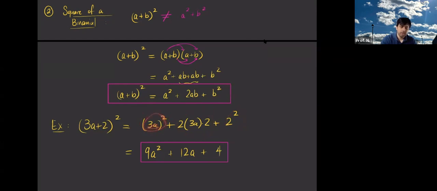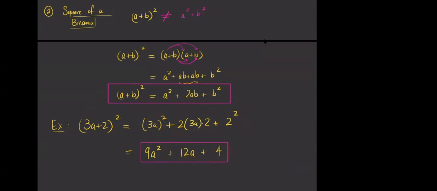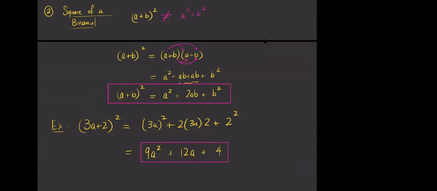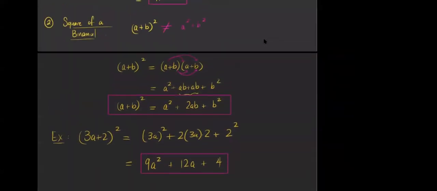3a squared is 9a squared. 2 times 3a times 2 is 2 times 3 is 6 times 2 is 12, 12a. And then 2 squared is 4. Oh, okay. That makes sense. Yeah. So the moment you see anything squared like this, I should already know the result. That's all.